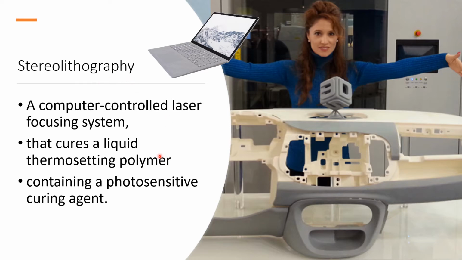Stereolithography, we use a computer control system, and of course we use a laser beam to cure a liquid thermosetting polymer. This is just a plastic that we print the model with, and you can call it resin as well, liquid resin. And this liquid contains a curing agent, and we call it a photosensitive curing agent. It comes in many different brands.